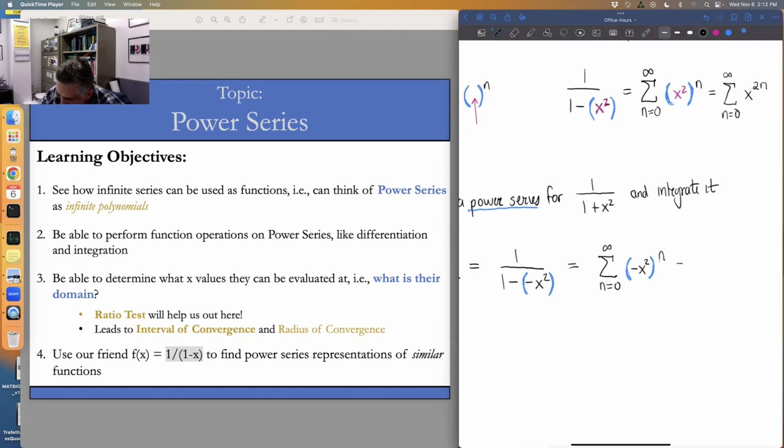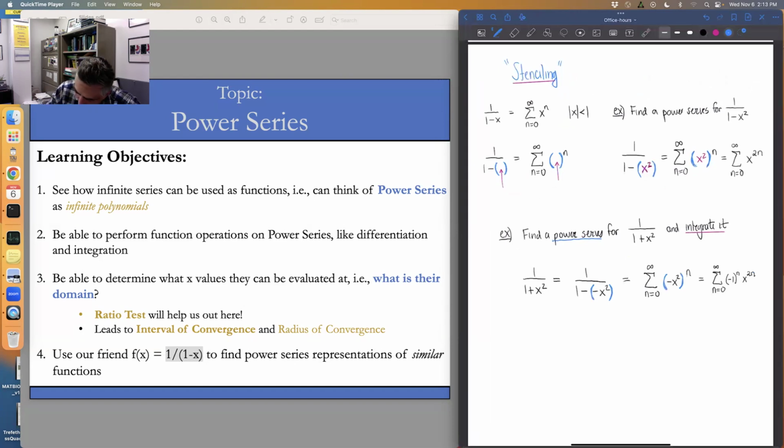And now one last step we can do is simplify this a bit more. This simplification will help us as we integrate this in a moment, because remember, the second part of the problem was to integrate this. So inside of these parentheses, we have a negative 1 times an x squared, that whole thing raised to the power of n. So we could write this as the product of two terms, each raised to the power of n. We can write this as a minus 1 to the n, and x to the 2n.